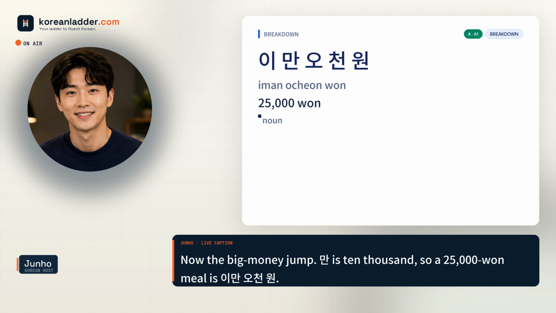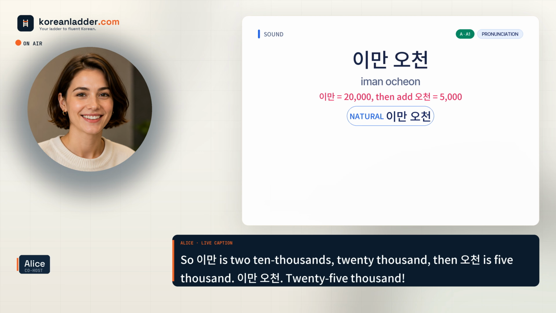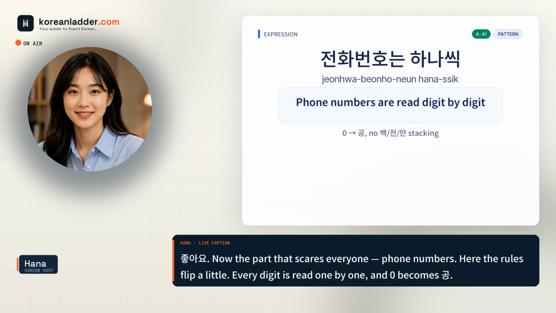Now the big money jump. 만 is 10,000. So a 25,000 won meal is 2만 5천 원. So, 2만 is two 10,000s, 20,000 then. 5천 is 5,000. 2만 5천. 25,000. 좋아요. Now the part that scares everyone.